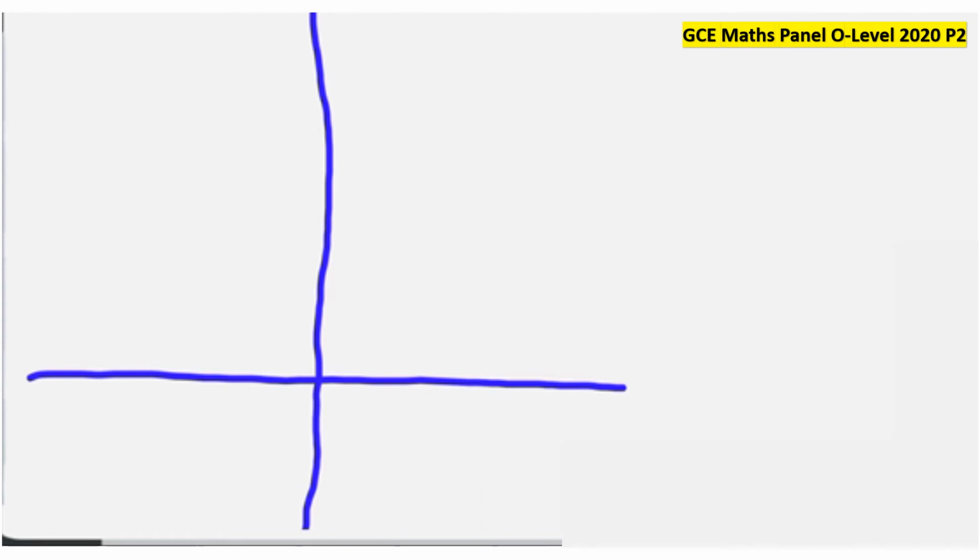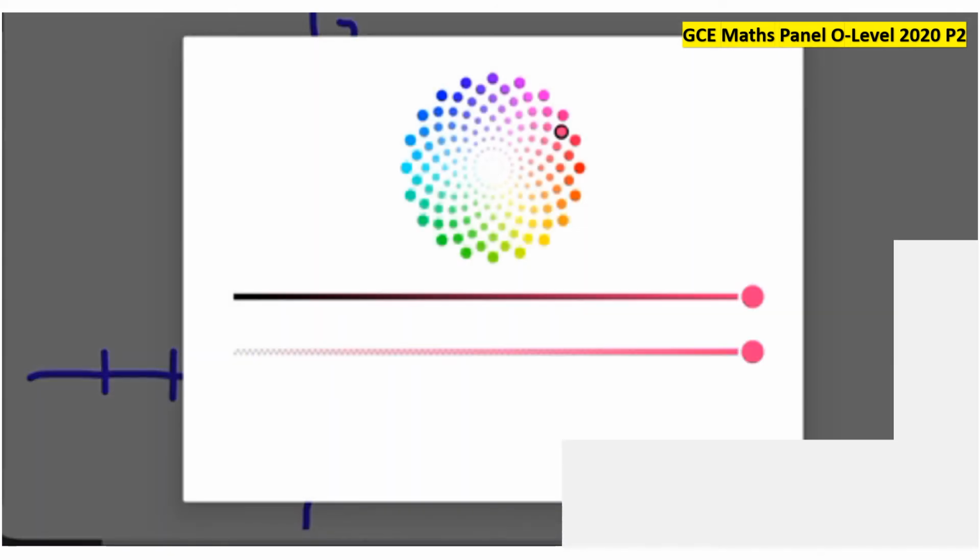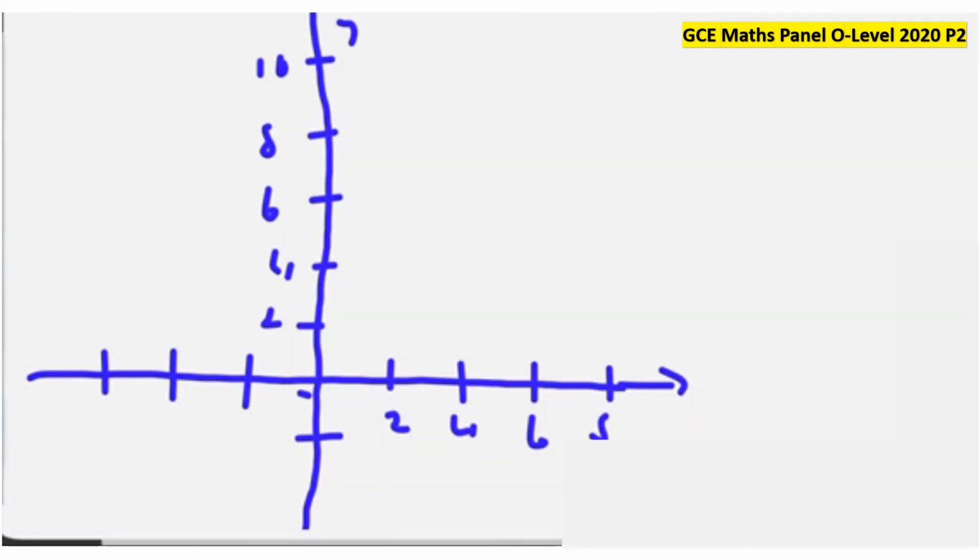So I have, let me take 2, 4, 6, 8, 10. This is y. 2, 4, 6, 8. This is my 0, minus 2, minus 4, minus 6. 2, 4, 6, 8, 10. Alright, so this is my Cartesian plane I have.